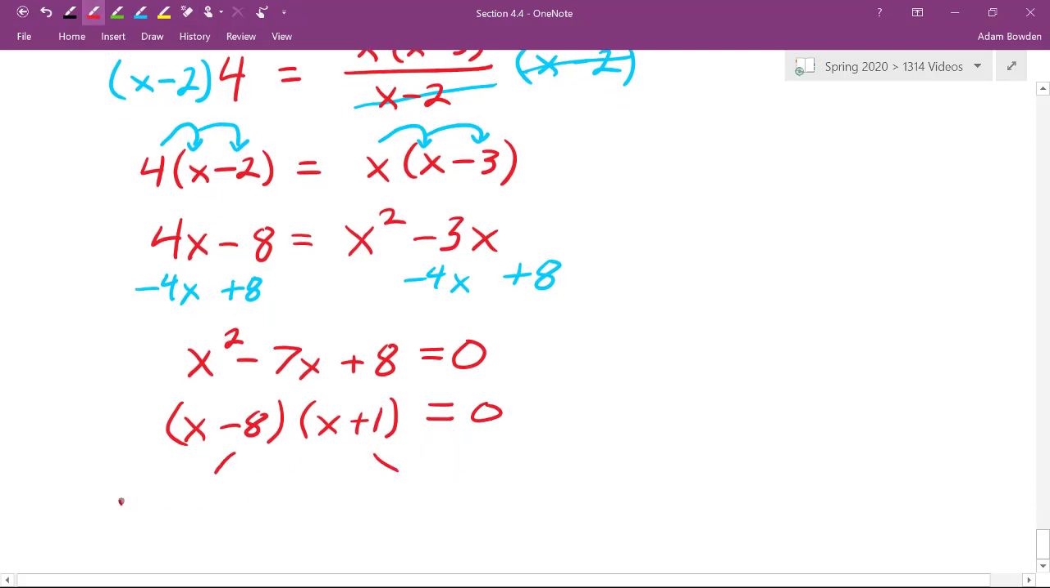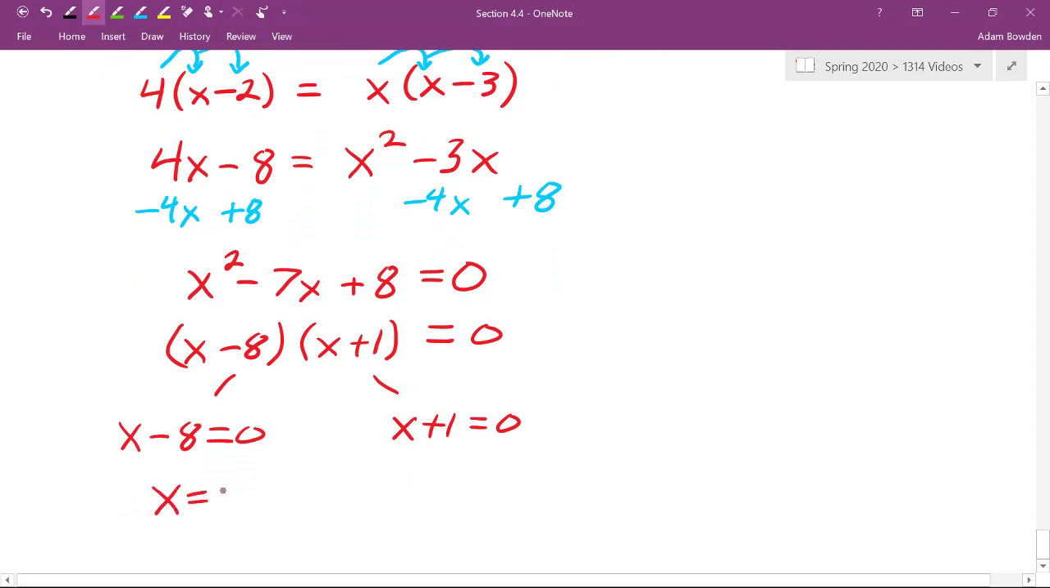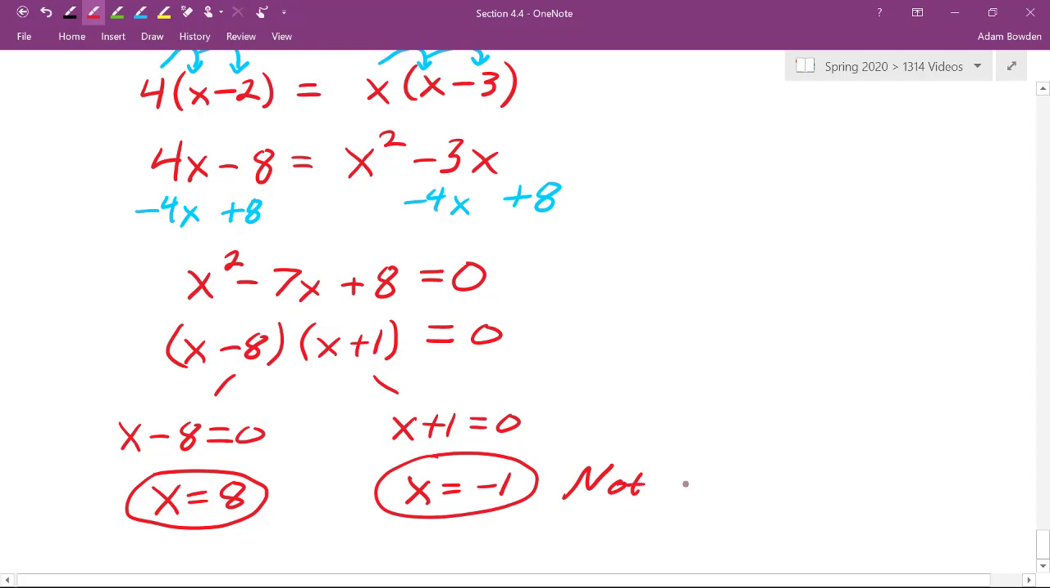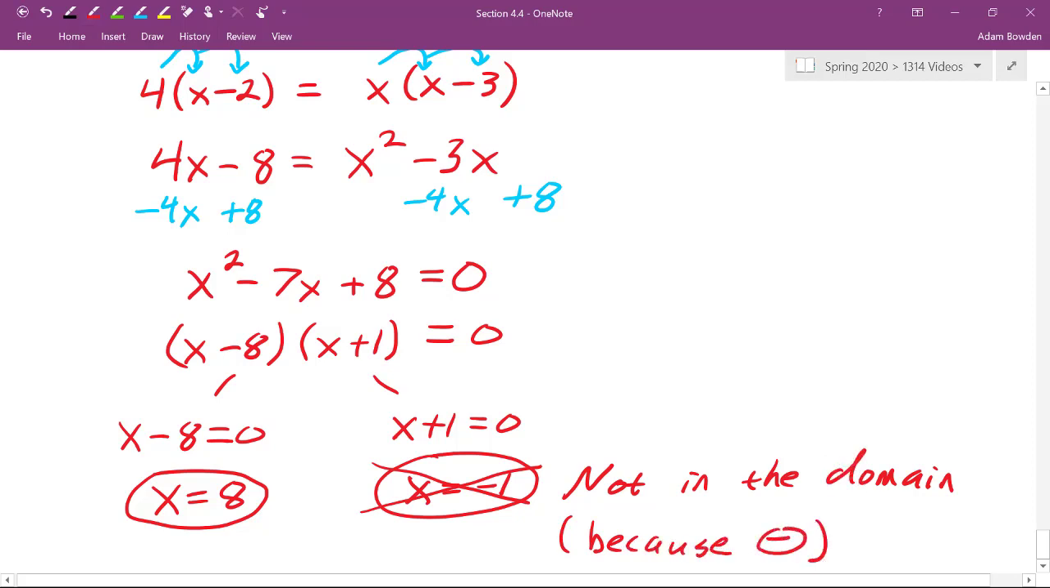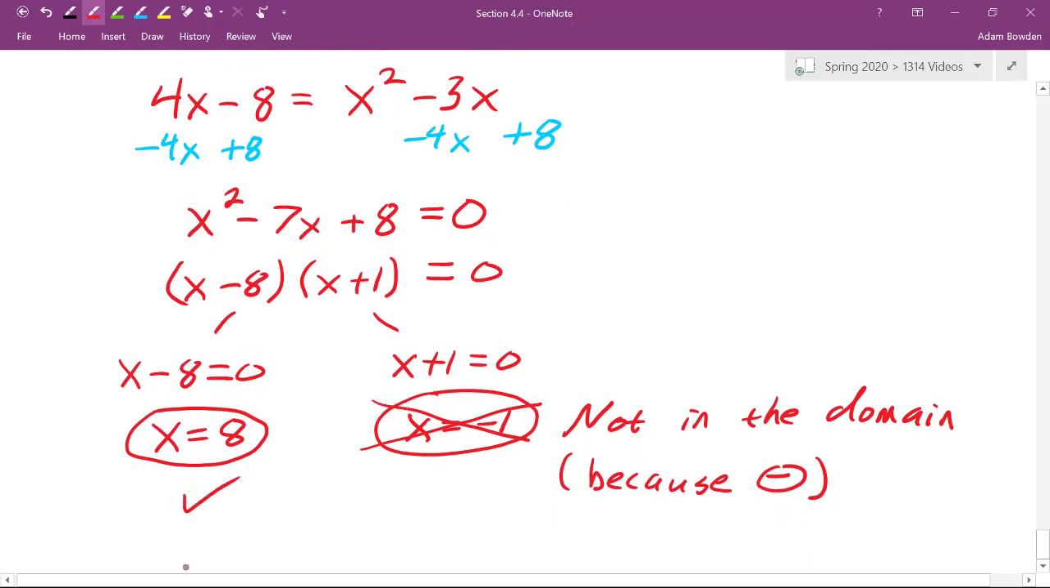And each of those factors, when set equal to 0, we solve for x. We get x equal to 8, x equal to minus 1. But like last time, we see the number negative 1 and we check. That's not in the domain of the function or the equation. So this one's not a solution since it's negative. So we will exclude that as part of our answer, and only x equal to 8 is a solution to this equation.